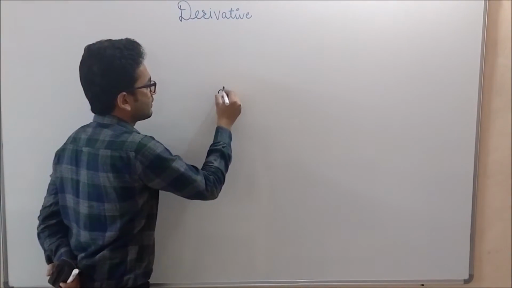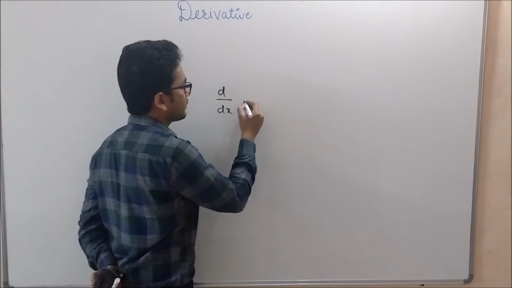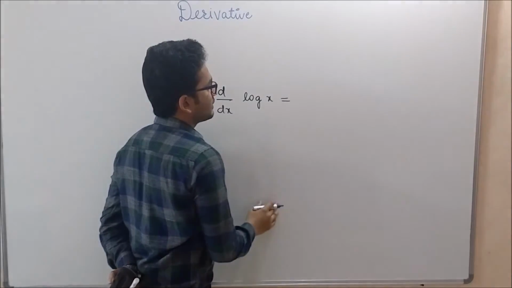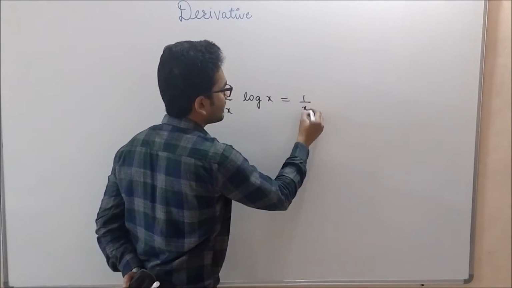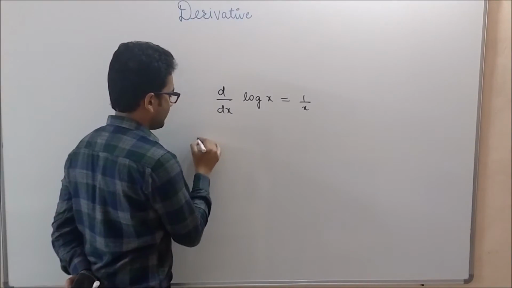Now the second one: the derivative with respect to x of log of x equals 1 upon x. Simply, no tension. The derivative of log x is 1 upon x.